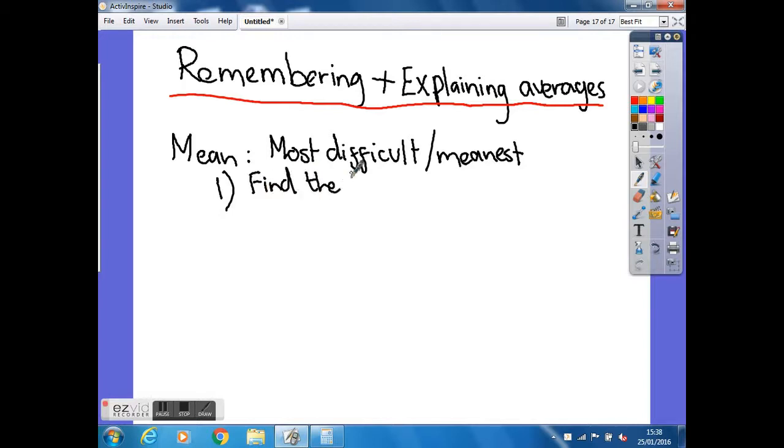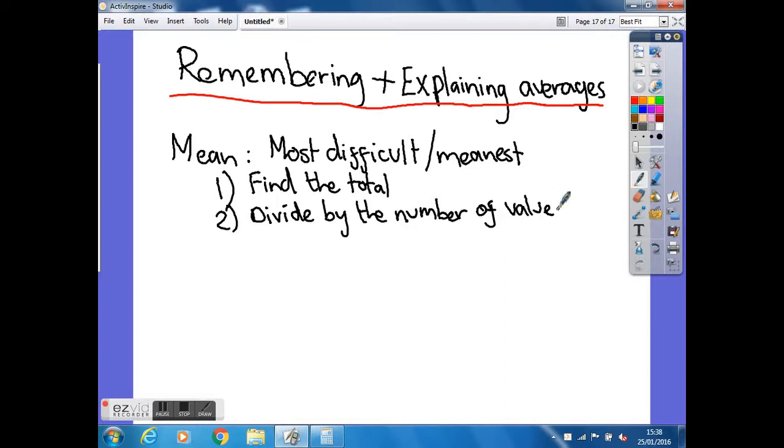of the set of values, and then secondly, you have to divide that total by the number of values. And this is all explained in more detail in the specific tutorials on these averages. So divide by the number of values. So like I say, I remember that one. The actual word, the mean, is the meanest or most difficult one to work out. Secondly, we've got median.